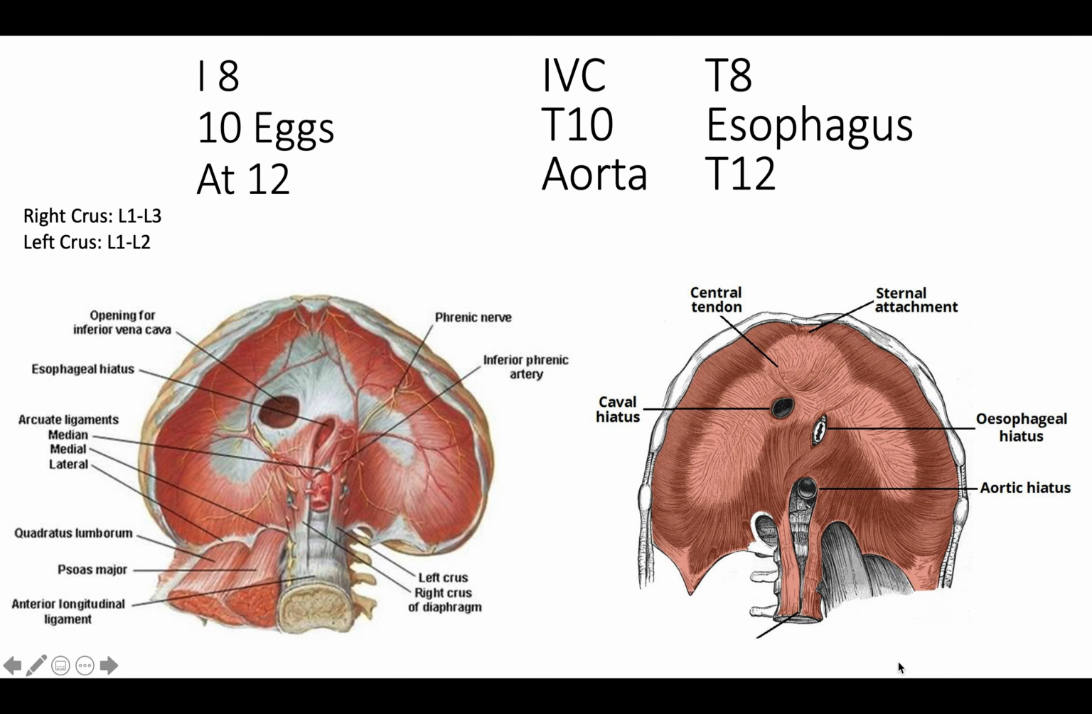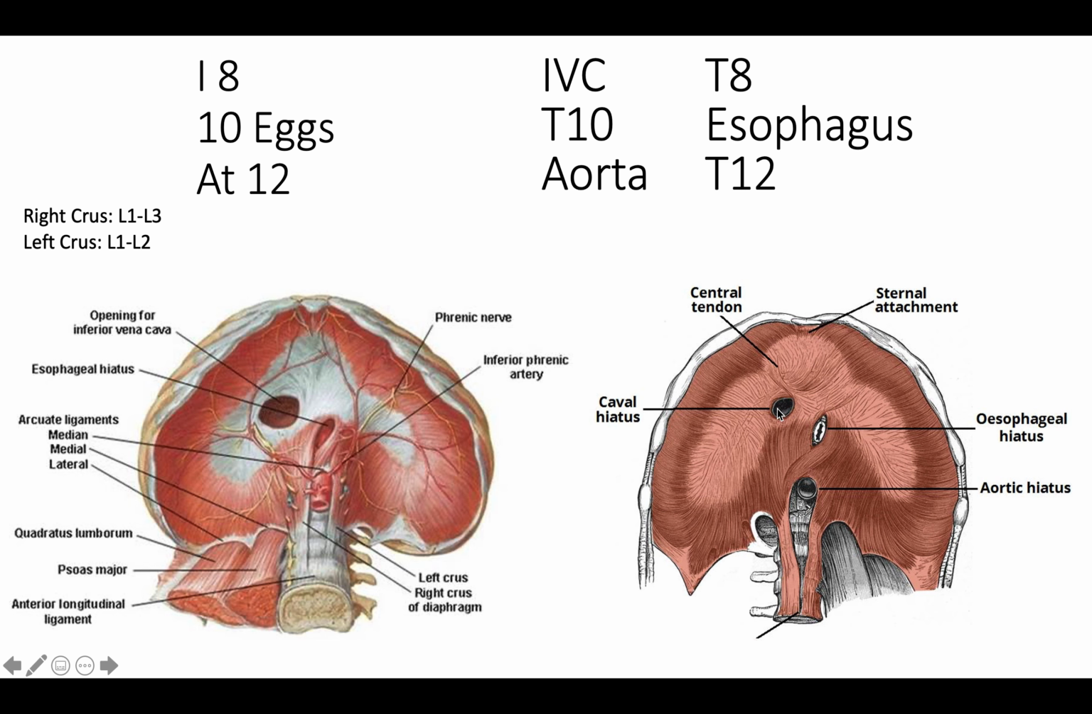So, first thing I want to do is set the stage. How does the aorta get into the abdominal cavity? The way I remember all this is a little friendly mnemonic: I ate 10 eggs at 12. That stands for the IVC for the I, 8 meaning it's at T8's level. For the 10 eggs, it's T10 and it's the esophagus. This is the spinal level where you see the esophagus enter into the abdomen. And then finally, the big one that we need to know is T12, or at 12, and that's when the aorta comes in.